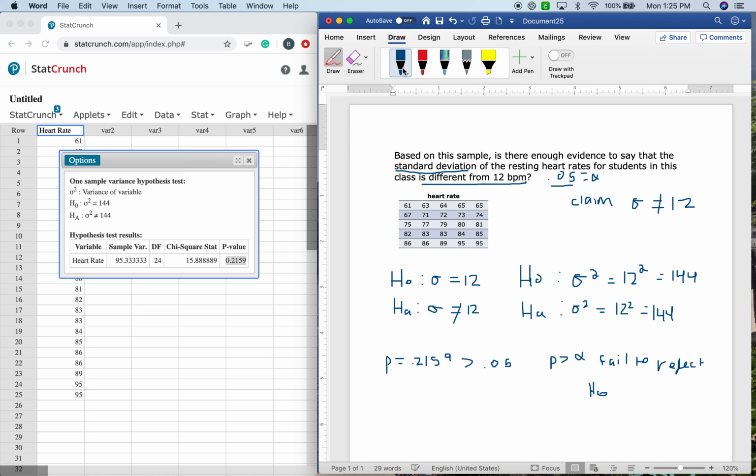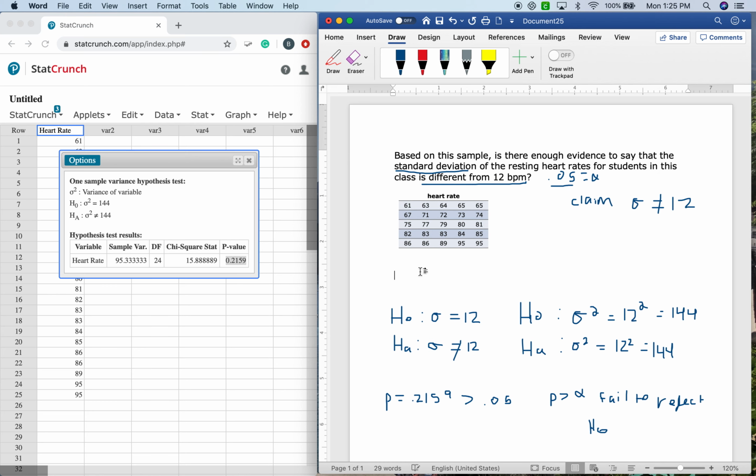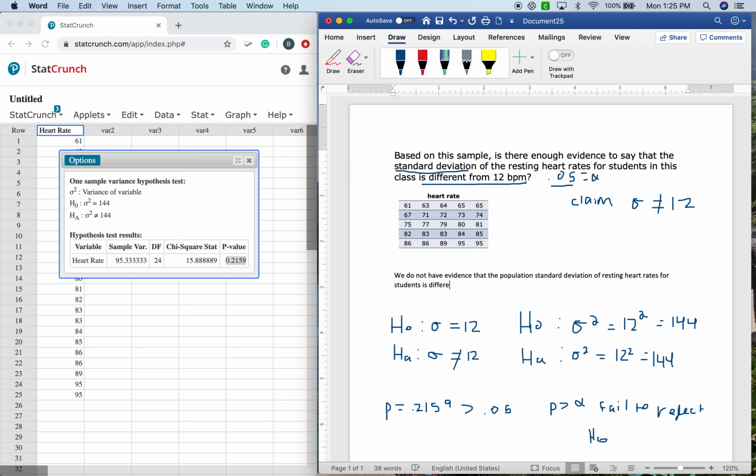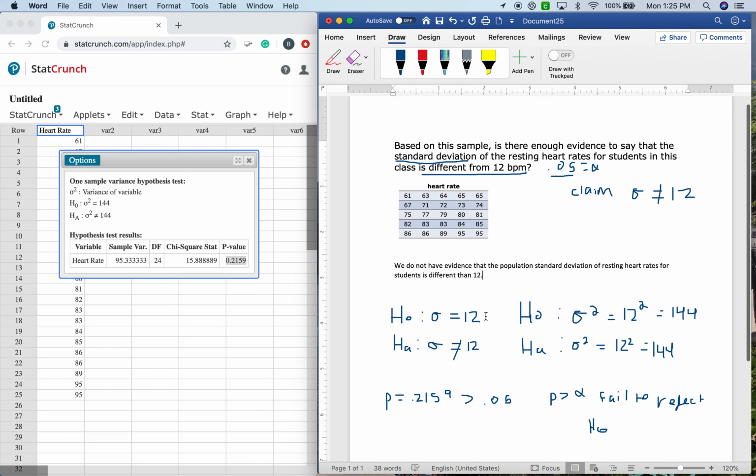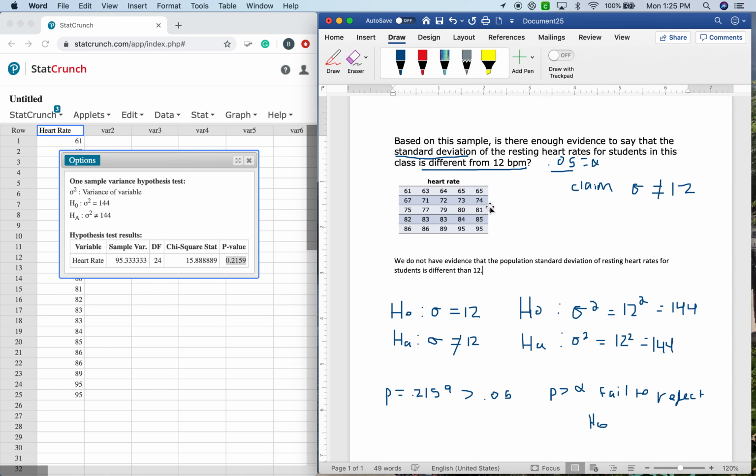So that means I will go in and type it in here. So we do not have evidence that the population standard deviation of resting heart rates for students is different than 12. So it could still be 12. We do not have evidence that it is not 12. And that is how you test claims about the standard deviation in StatCrunch when you have a data set.